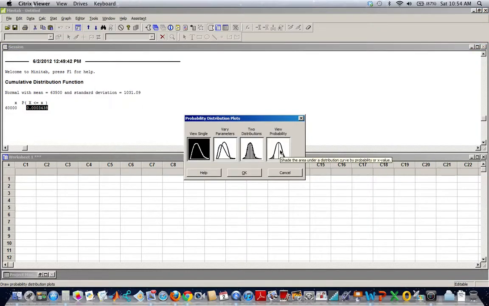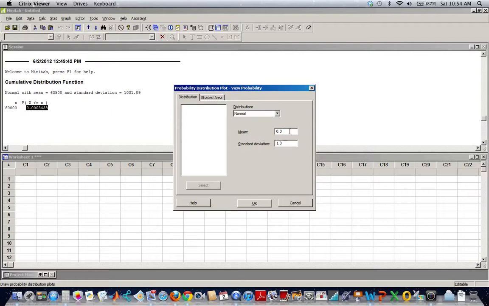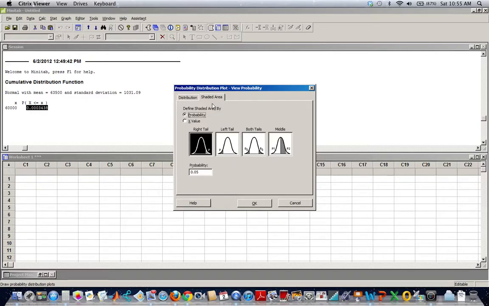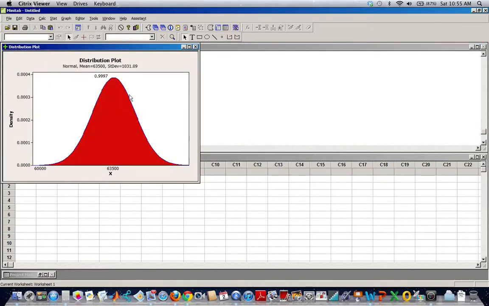Now another way to see this is to do a probability distribution plot. You want to click on View Probability, and again the mean value will be the population mean assumed in the problem. The standard deviation has got to be the standard error of the mean, and then we click on, we know it's a left tail because we want the probability that it's, I believe, less than, if I remember the problem, and instead of a probability we want an x value. So here's again where we put our input constant of 60,000, and it'll give us a graph like that. I must have done something wrong.